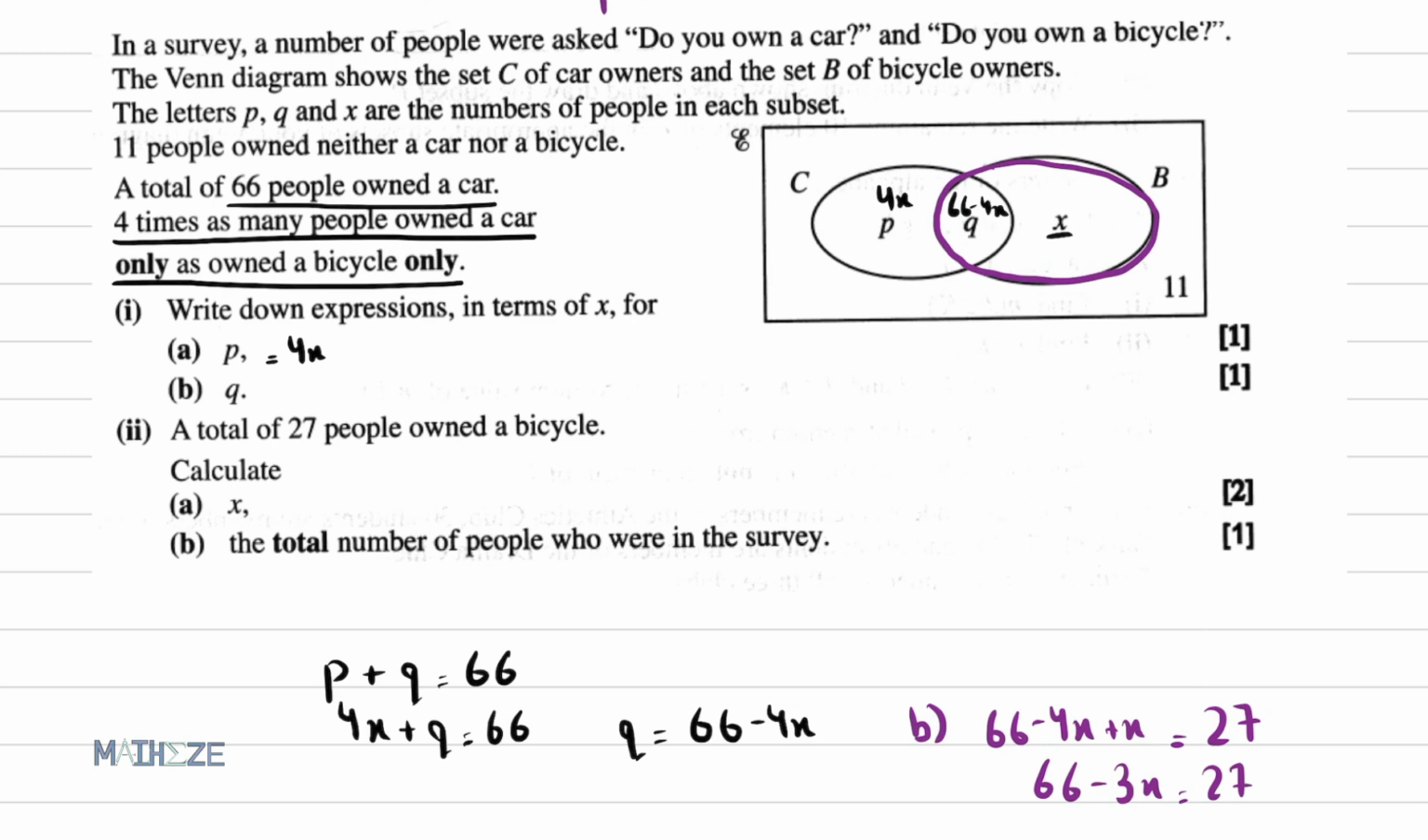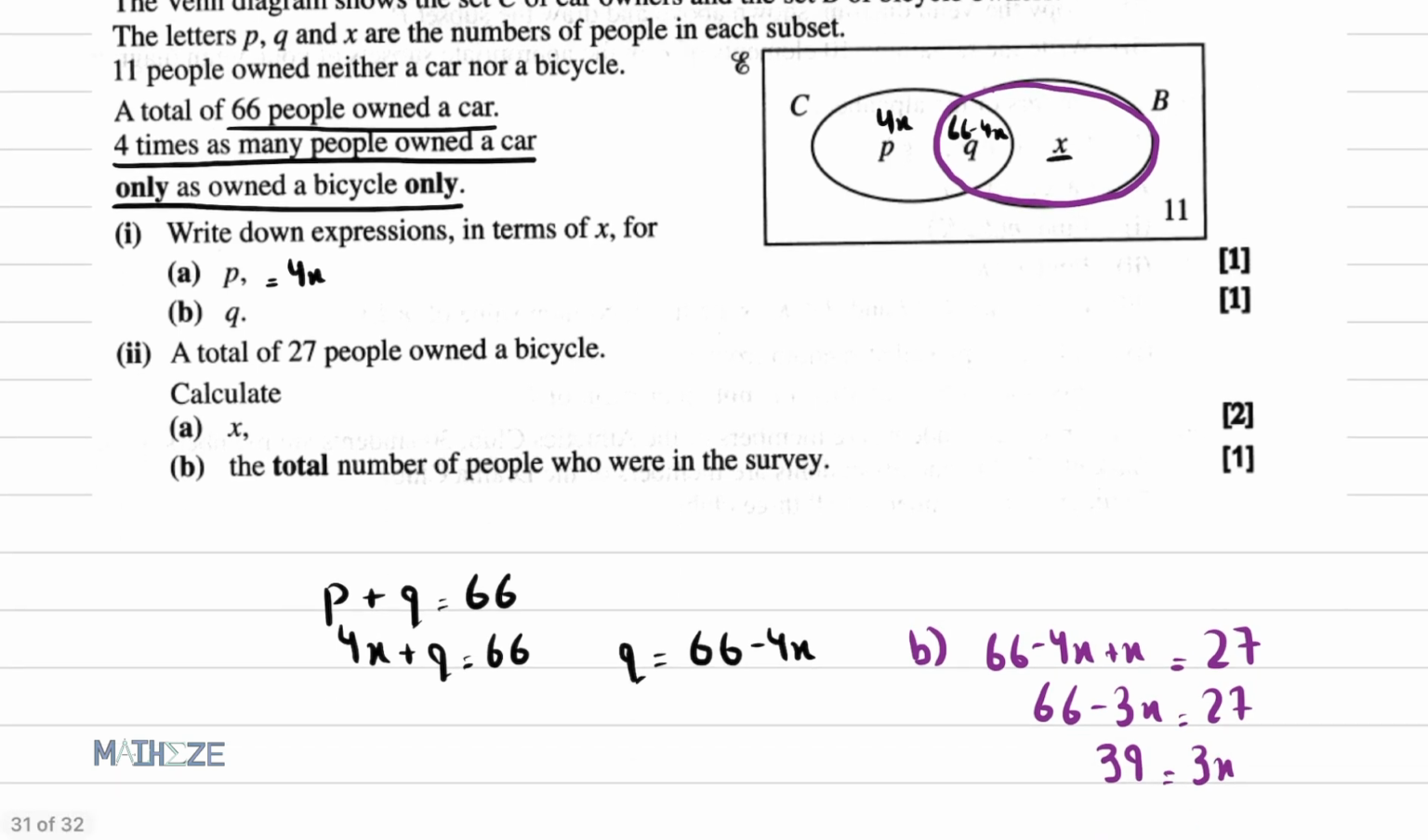Once I get this, 66 minus 27 is what? It's going to be 39 is equal to 3x. What's the value of x? It's going to be 13. Do you get this? Then it says find the total number of people in the set. So if this is 13, 4 13s is what? 52. The value of P will be 52. So what will be the value of Q? It's going to be 66 minus 52. That's going to be 14.